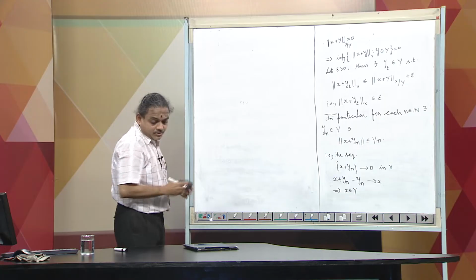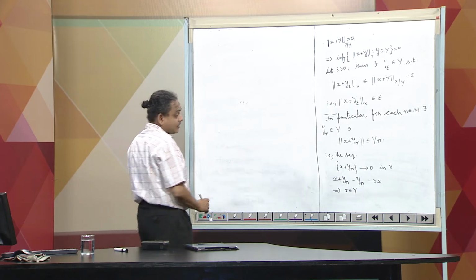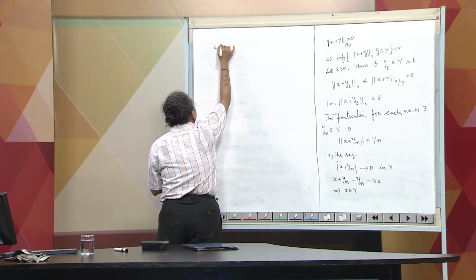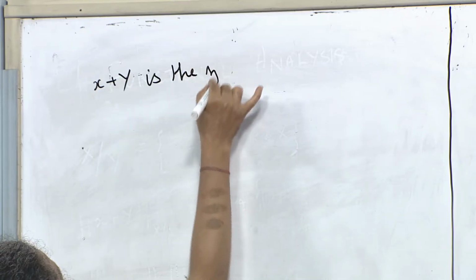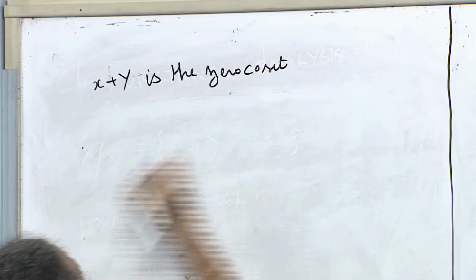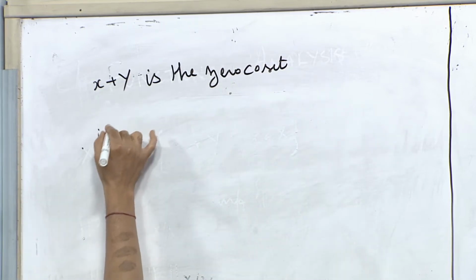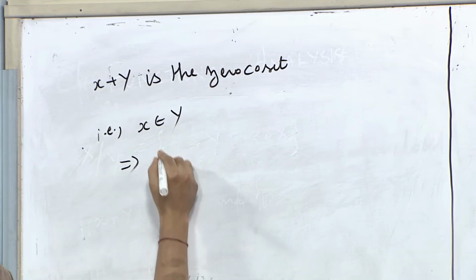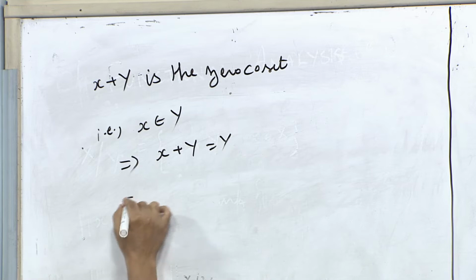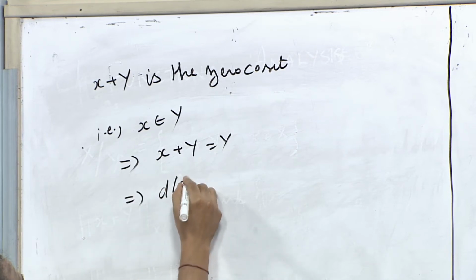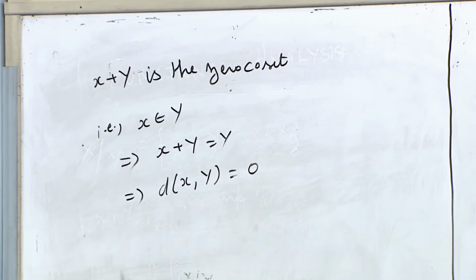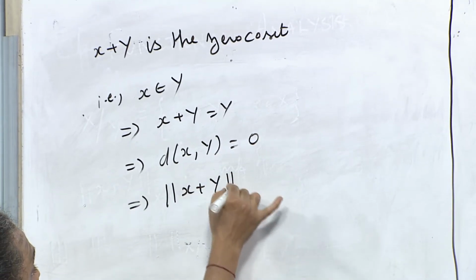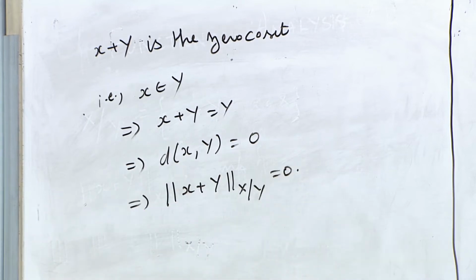Now, for the other part, what is it that we wanted? Well, the other part is easy in fact. If x plus Y is the 0 coset, that means x belongs to Y. So, that will imply that x plus Y is equal to Y. So, that will imply that the distance between x and Y is equal to 0, because x belongs to Y, right. So, which will imply that the corresponding norm is 0. That is it, done. We are done with this.